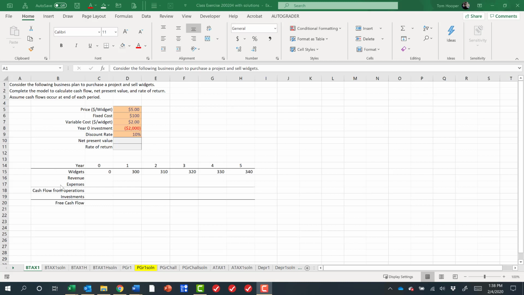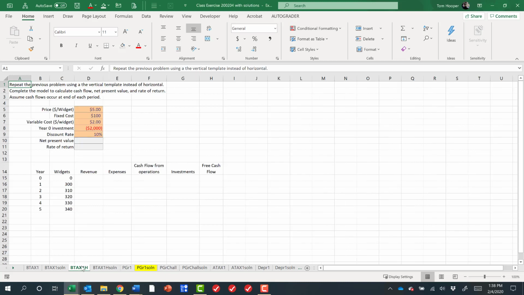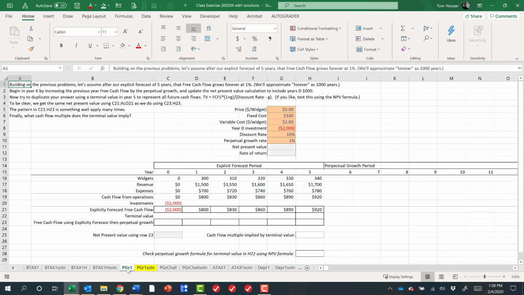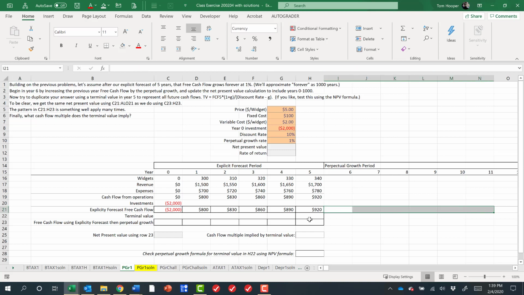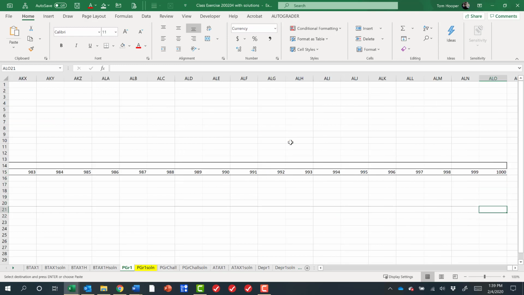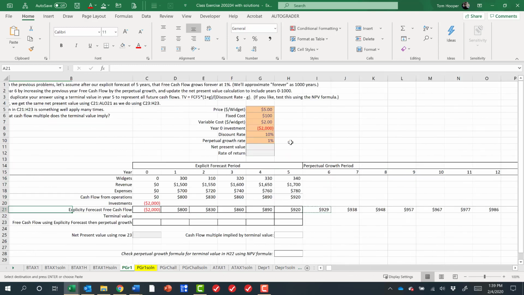In this file, we warm up a bit with some basic before-tax cash flow models, both horizontal and vertical. And then we move to this perpetual growth model. Much like the previous exercise, we're trying to approximate all of these future cash flows with a terminal value. So let's calculate the future cash flows as the previous times 1 plus the perpetual growth rate. Copy, up, over, down, left, paste.